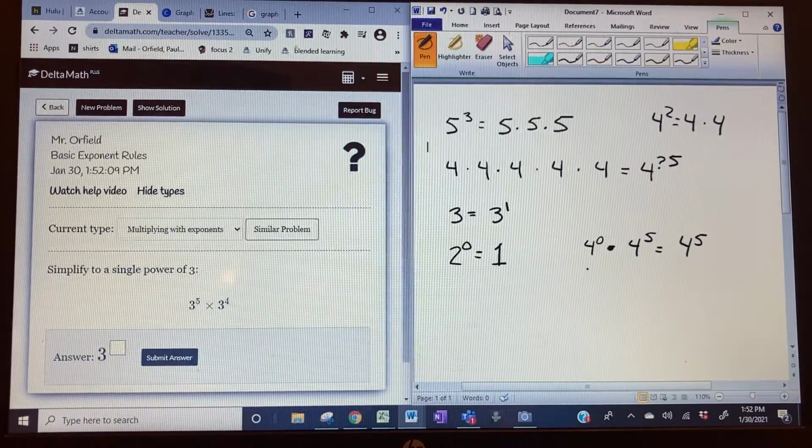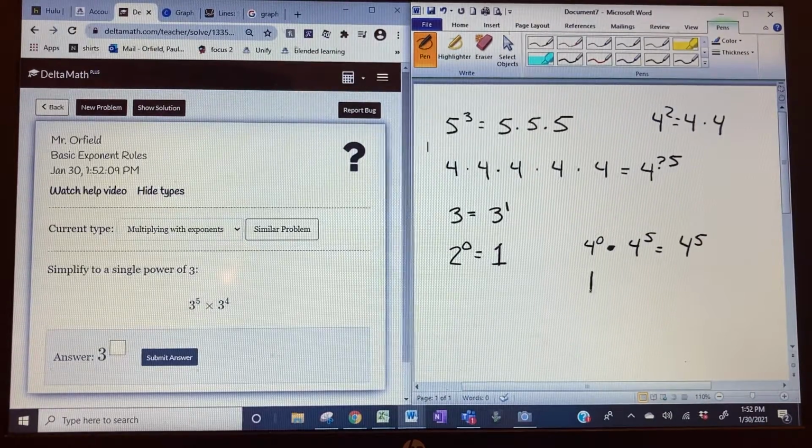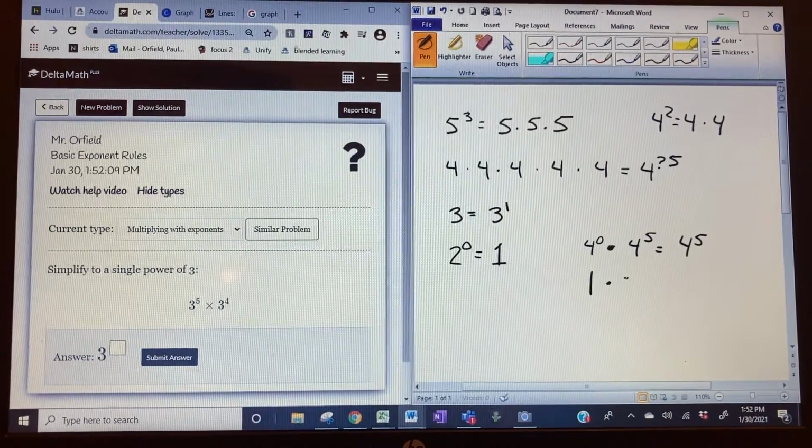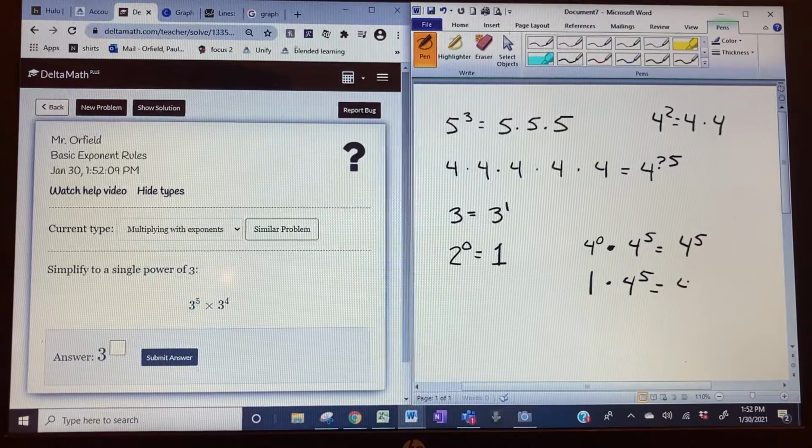All right, so another way you could look at this, okay? Remember, 4 to the 0 is actually the same as 1. 1 times 4 to the 5th. Well, we know that multiplying anything by 1 does not change its value. So this is still just 4 to the 5th. So 2 different ways of looking at it.